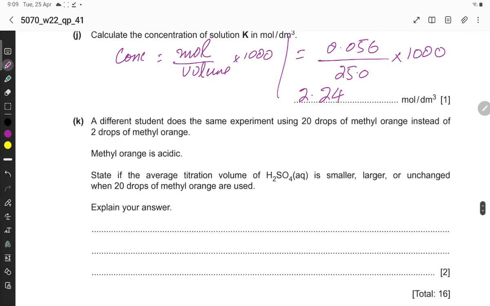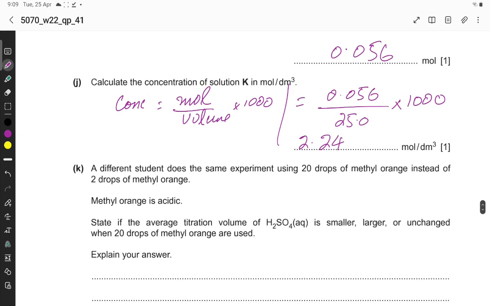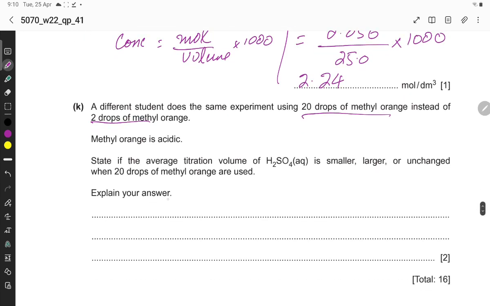A different student does the same experiment using 20 drops of methyl orange instead of 2 drops of methyl orange. Methyl orange is an acid. State if the average titration volume of sulfuric acid is smaller, larger or unchanged when 20 drops of methyl orange are used. It is smaller, instead of 2 smaller.